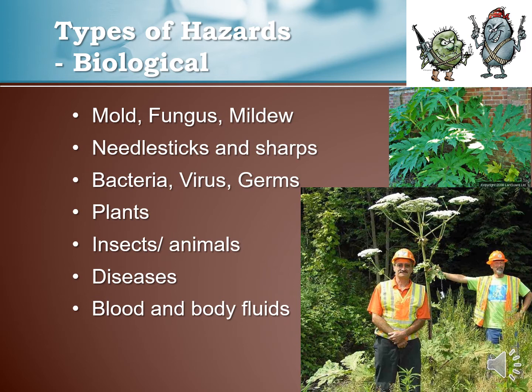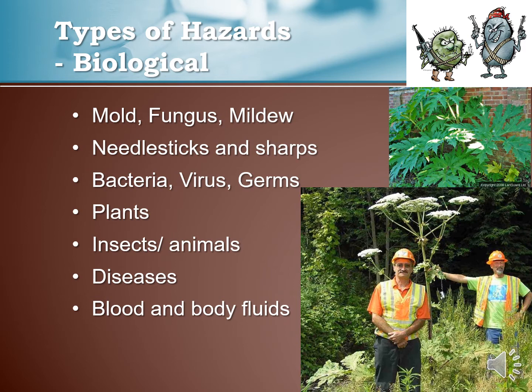Also, bacteria, viruses, and germs would fall in this category. Plants, like giant hogweed, which is pictured in the bottom photo of this slide, or poison ivy, poison oak, or poison sumac. Is there evidence of insects, bugs, rodents, or animals inside of a facility? These can also harbor disease. And blood and body fluids.